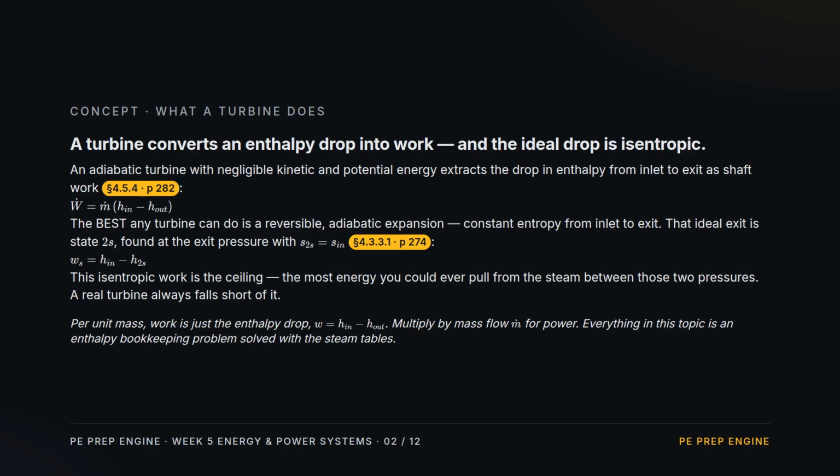A turbine converts a drop in enthalpy into shaft work. Inlet enthalpy minus exit enthalpy times mass flow. The best it could ever do is a reversible adiabatic expansion, meaning constant entropy from inlet to exit. That ideal exit is state 2s, found at the exit pressure where entropy equals the inlet entropy. The isentropic work, Hn minus H2s, is the ceiling.